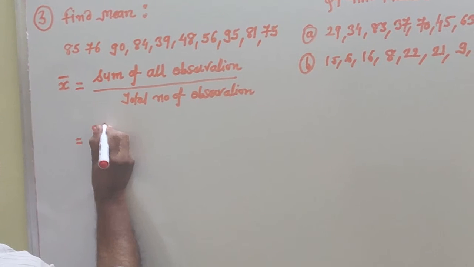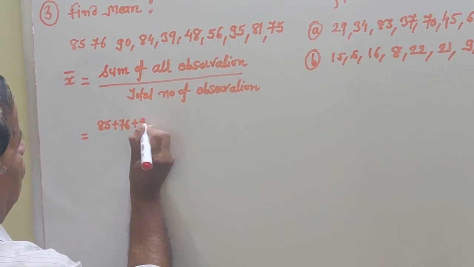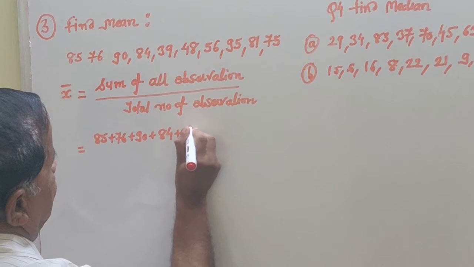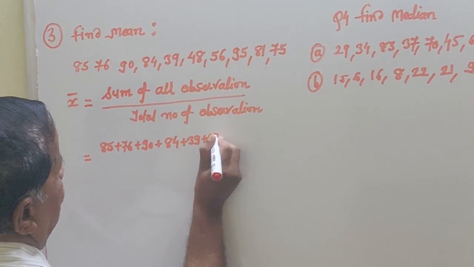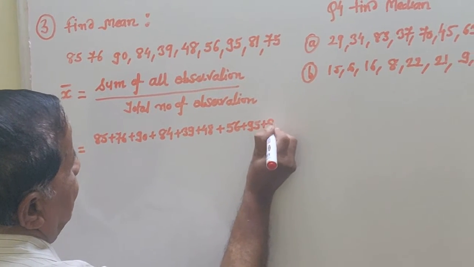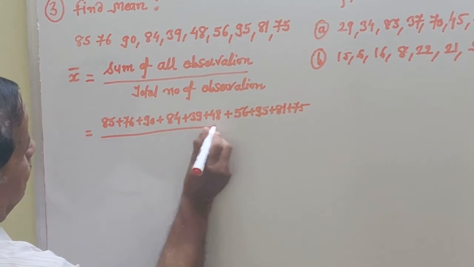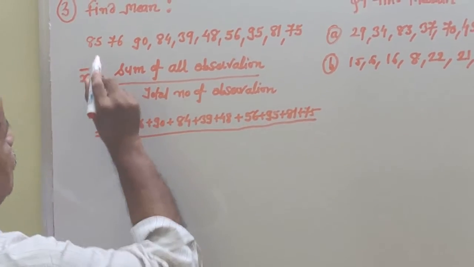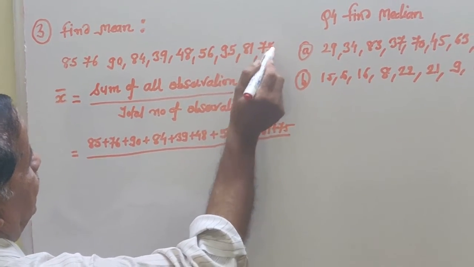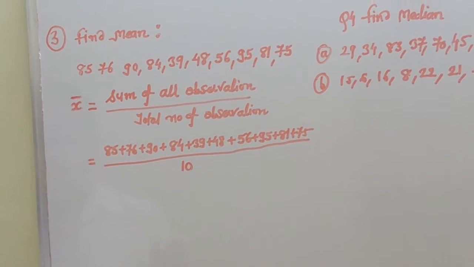What will come here? 85 plus 76 plus 90, now 84 plus 39 plus 48, now 56 plus 81 plus 75. Now I am correctly writing down all the numbers. Write down all the numbers and count them: 1, 2, 3, 4, 5, 6, 7, 8, 9, 10 numbers are here. Then you have to add all these numbers.